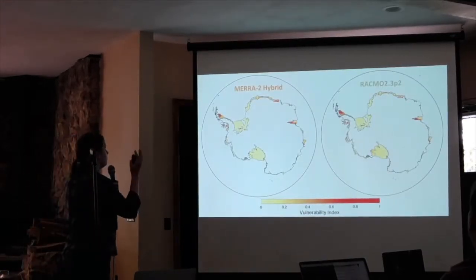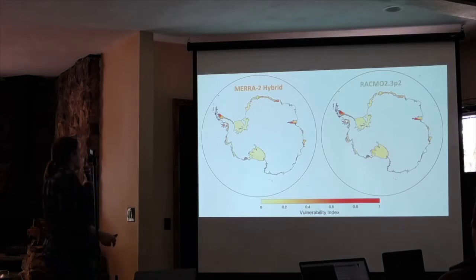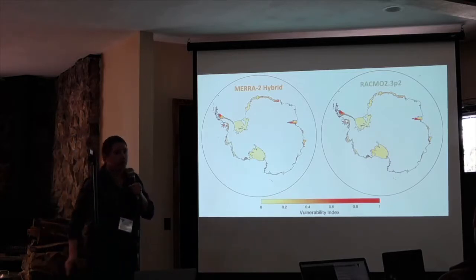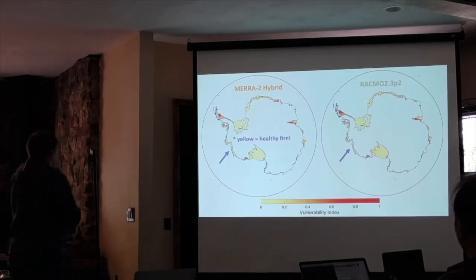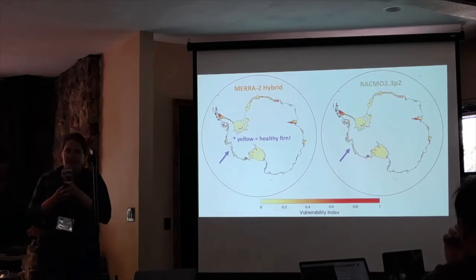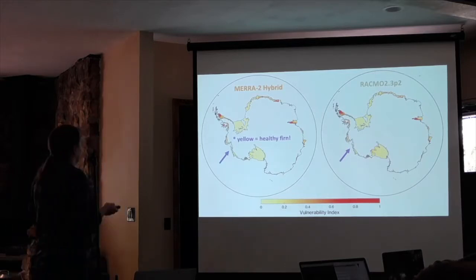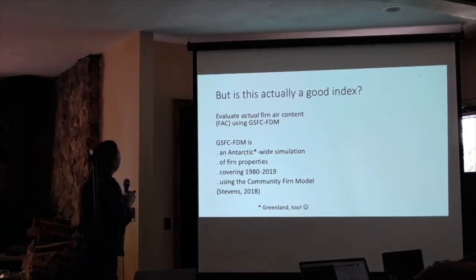Whether you use MERRA-2 or RACMO, you get pretty much the same exact story. It's very yellow over the big ice shelves, and then once you move towards the Peninsula, you start to see reds, but it's also very red in East Antarctica. And for this meeting, it's very boring in West Antarctica. It's very healthy firn. It gets a lot of snow there, which is good. I have good news for us.